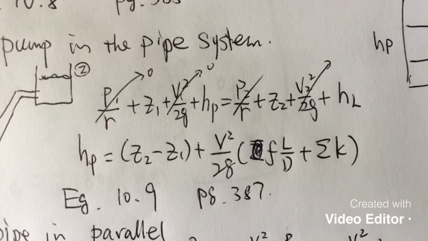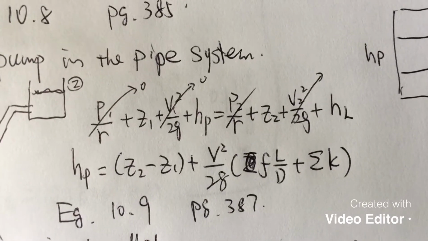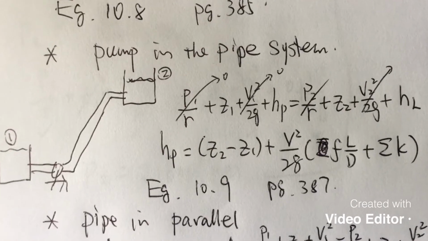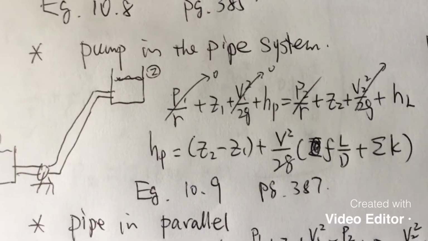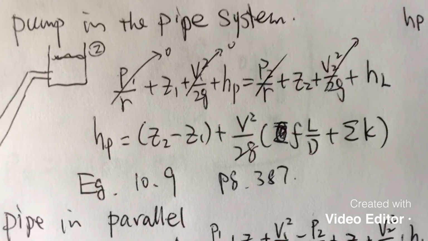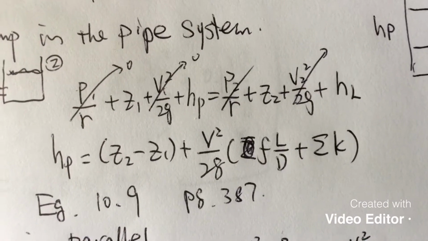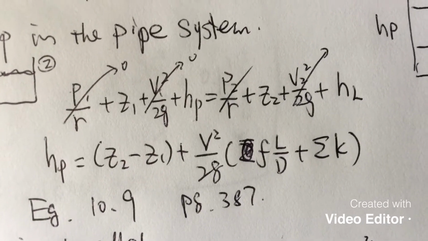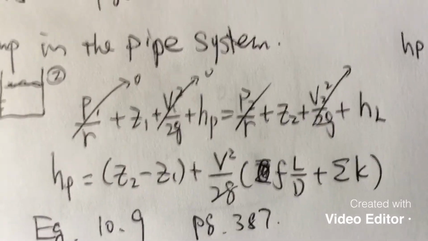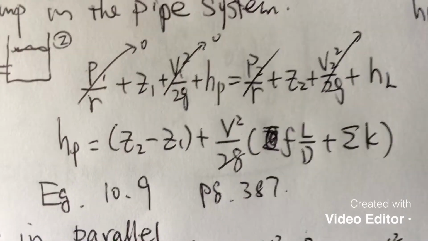Okay, you have a HP, you have losses. So velocity 1 to 2 can be canceled, the pressure 1 to 2 is 0. So the equation becomes this: pump head equals the elevation difference plus V squared over 2g, and the losses, right? The combined losses. Okay, so that equation tells the story.